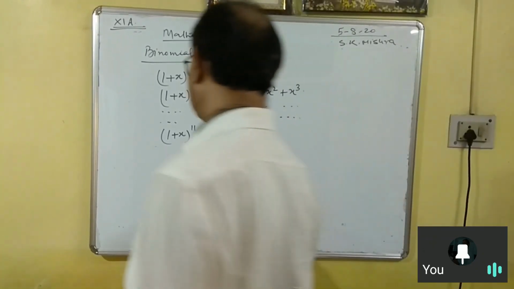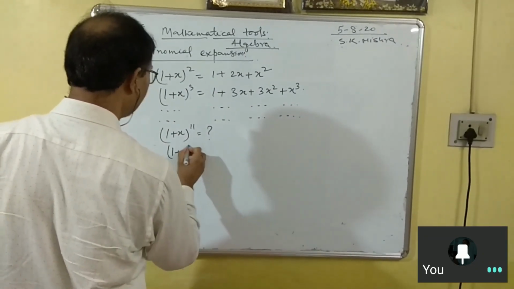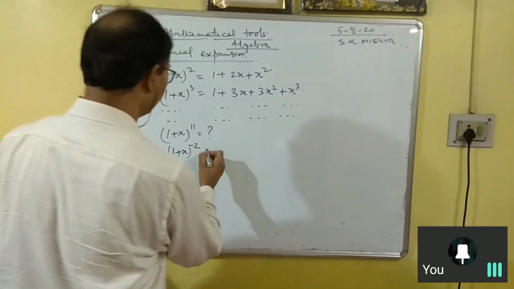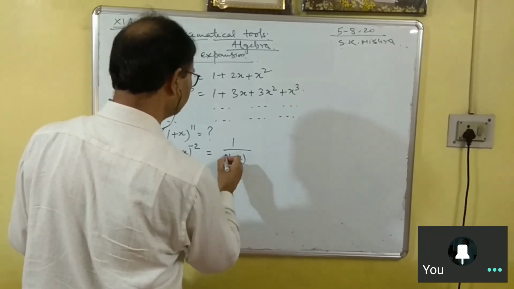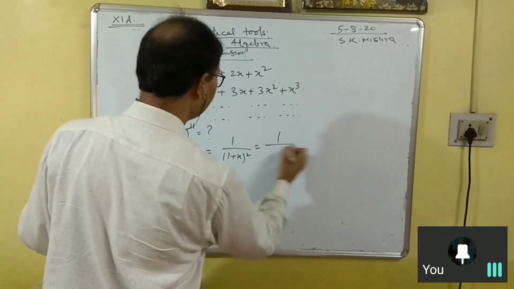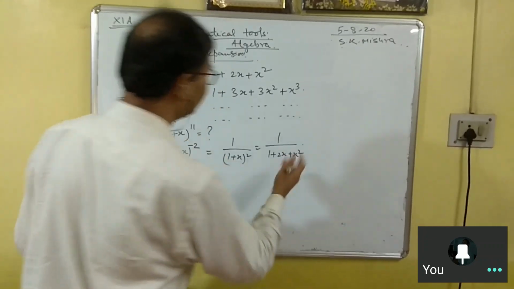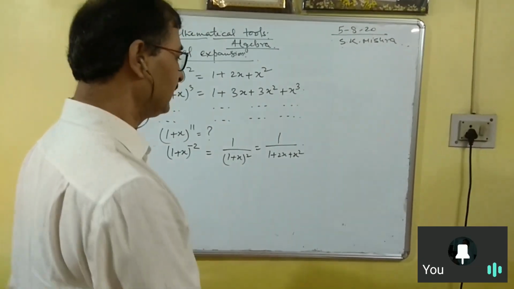If I ask you what is (1 plus x) raised to minus 2, then also it is equally difficult for you. This is 1 by (1 plus x) raised to 2, and then 1 by (1 plus 2x plus x square). What can you do after that? Again a question mark.